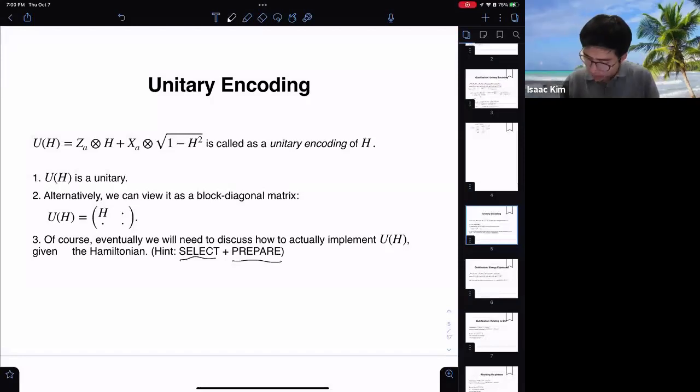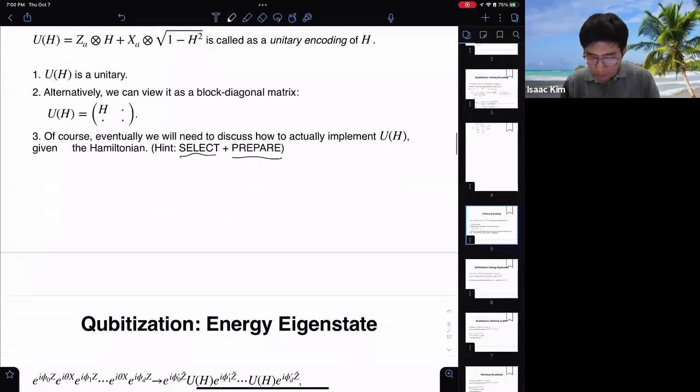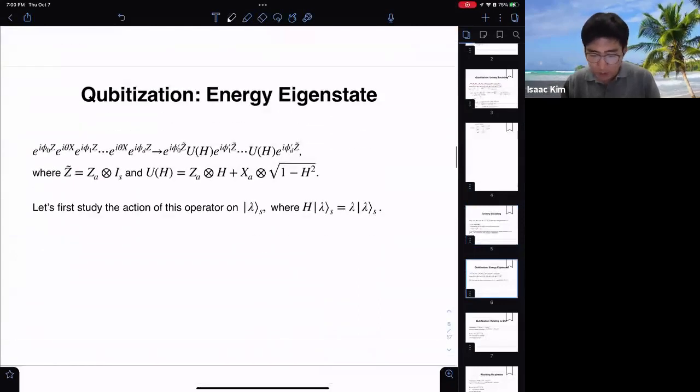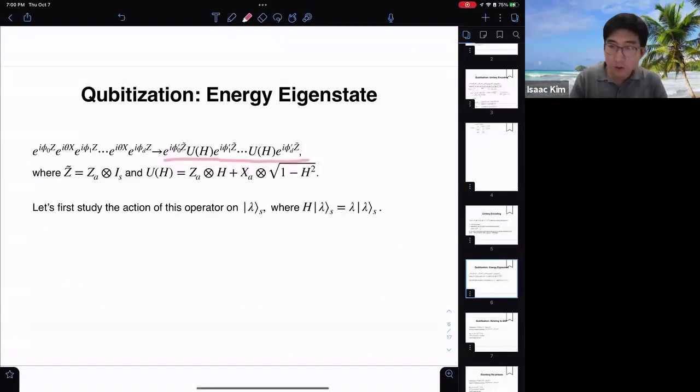Okay. All right. So why qubitization? Why is this called qubitization? It's best to understand this by understanding the behavior of this operator on an energy eigenstate of this Hamiltonian H.